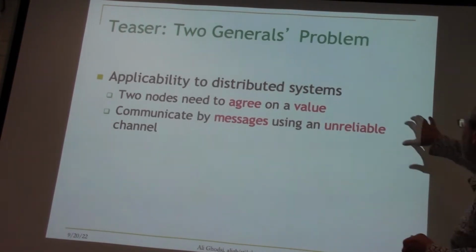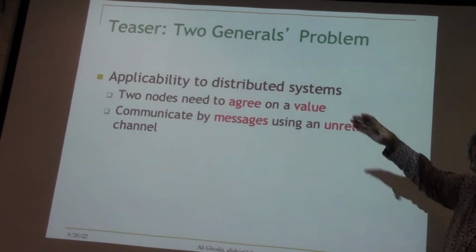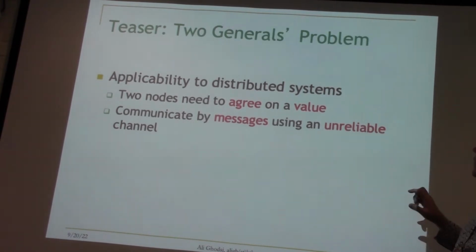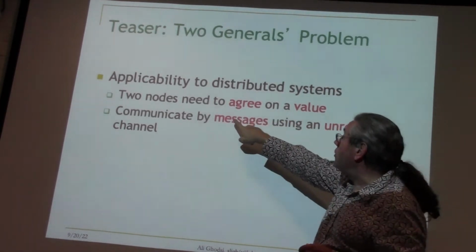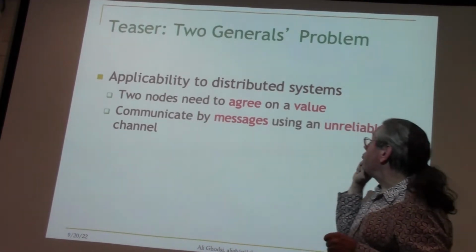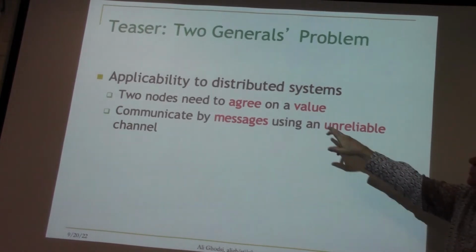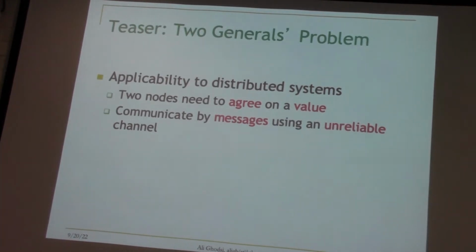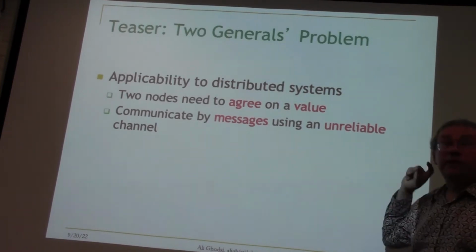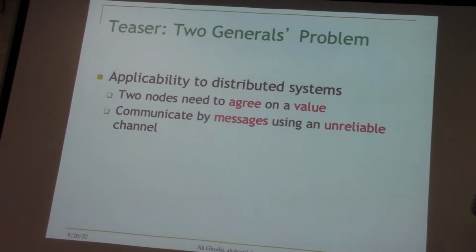So to recapitulate this, in a distributed system you have two nodes communicating through an unreliable channel. And those two nodes need to agree on a value, which is the time of the attack. And any message they send can disappear with some probability. It's not guaranteed the messages will arrive.